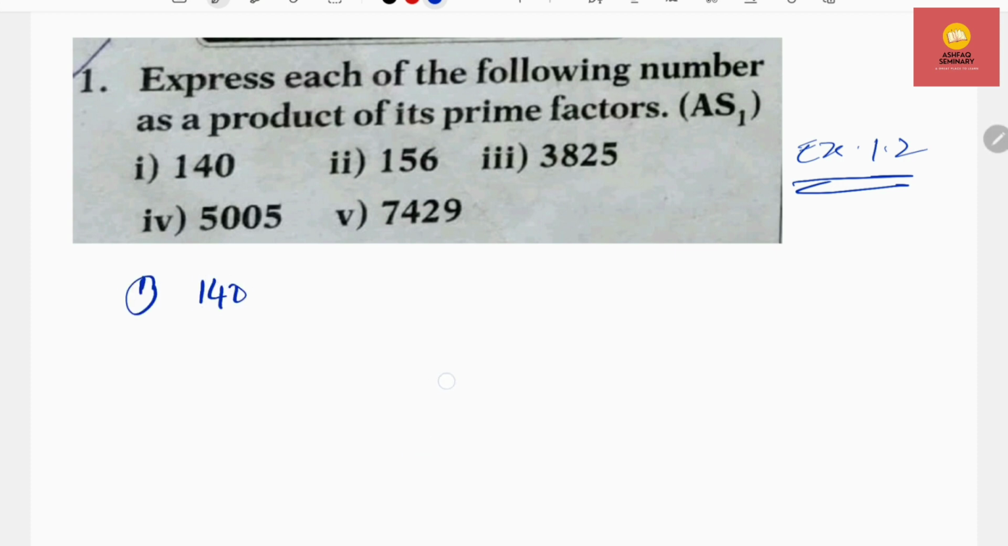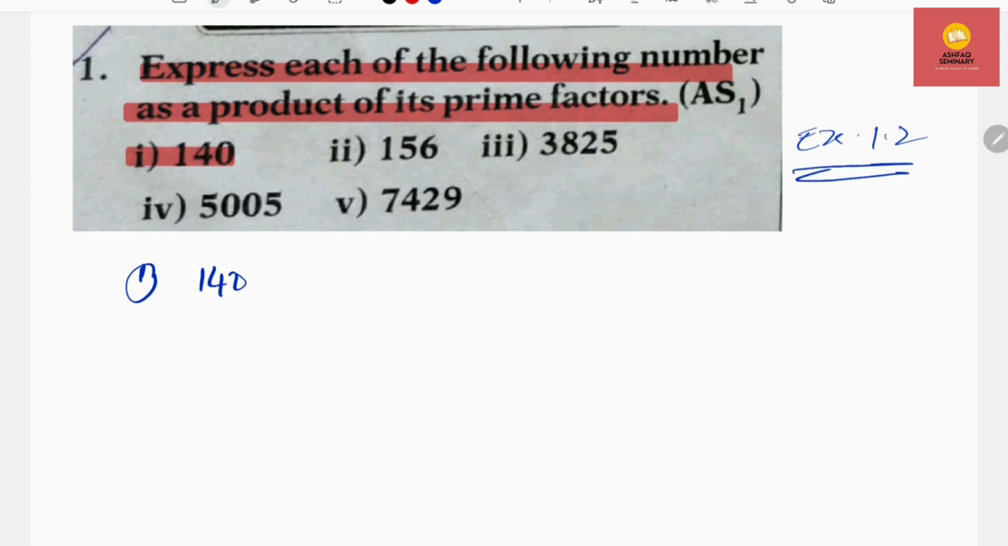First question: 140. The question is, express each of the following numbers as a product of its prime factors. So the first question is 140, and let's solve it.